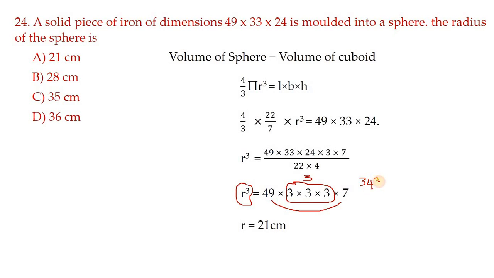So cube root of 343 is how much? 7. So now multiply 3 and 7, so we get 21 centimeter. So correct option is A. Move on to the next one.